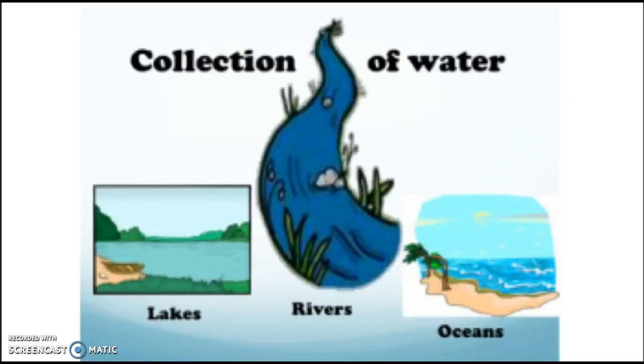The next step we'll talk about is collection. Collection is when the water that has fallen back to the earth, which we call precipitation, goes back into the rivers, lakes, and oceans. Some of the water also falls onto the land, and this is the water that the plants and animals will use.